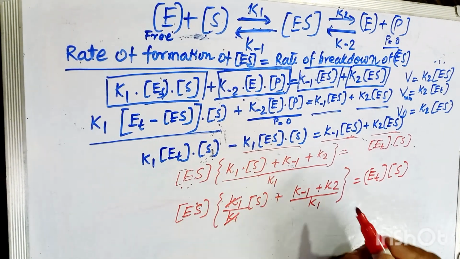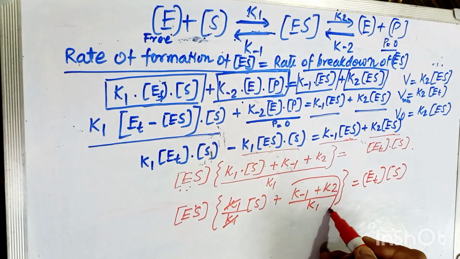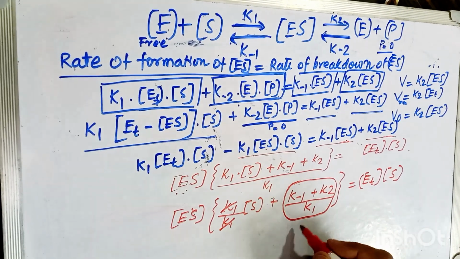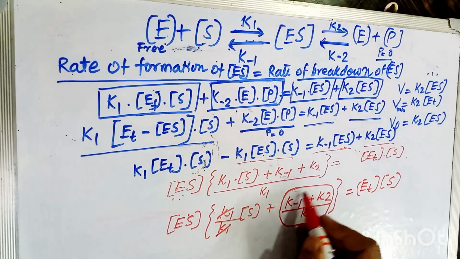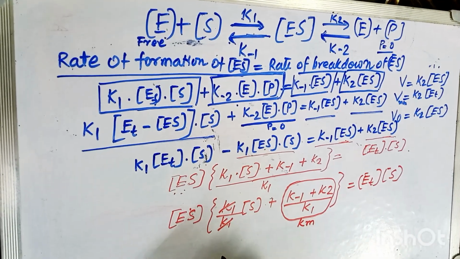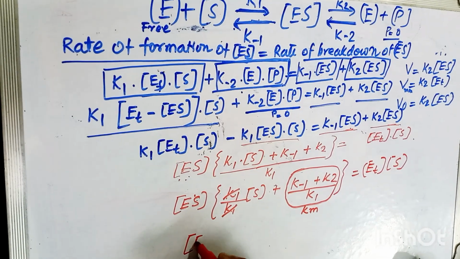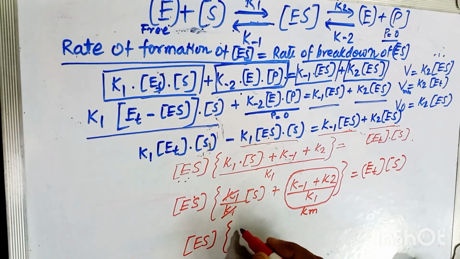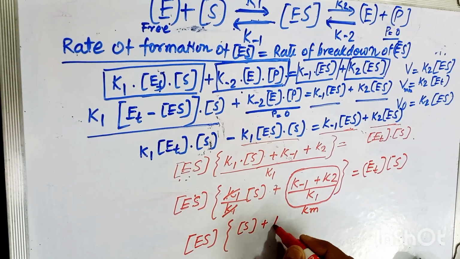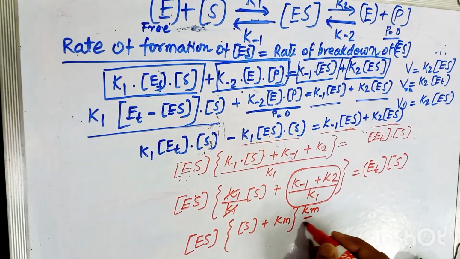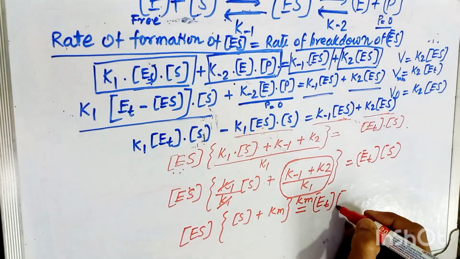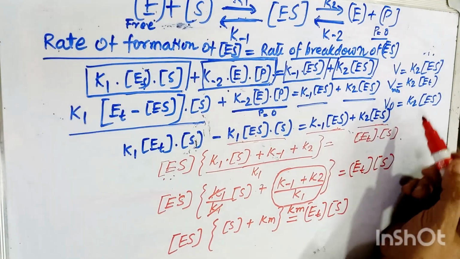So K1 cancels, and there is a constant term here, and I tell that this constant part is Km, the ratio of these rate constants. I tell it as Km, and I rewrite this equation as Es, in brackets, S plus Km equal to Et into S.